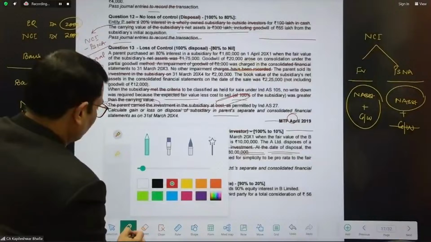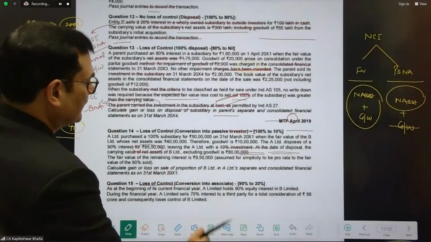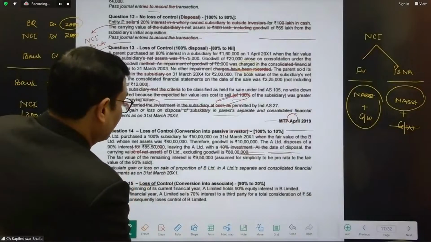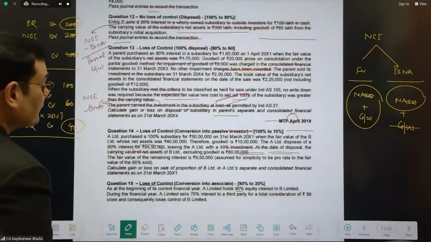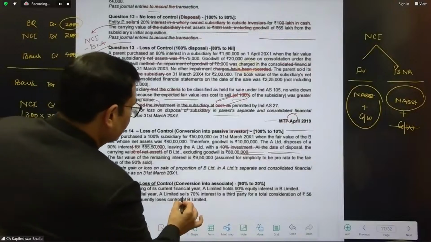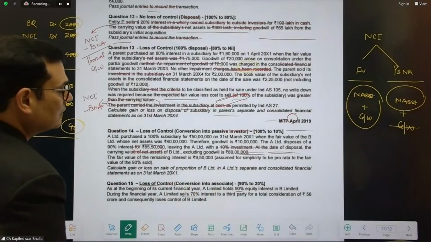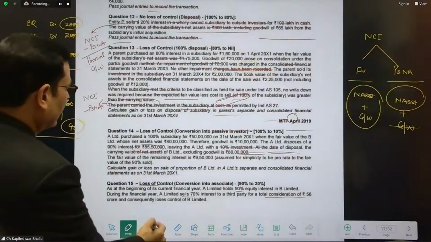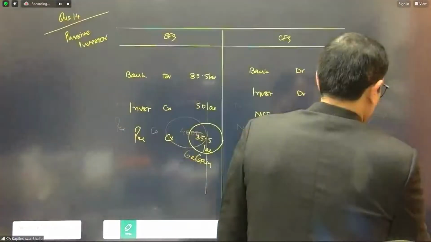In terms of question number 15, I am given a loss of control and it's a conversion into associate, 90% to 20%. Let's read. At the beginning of the current financial year, A has got a 90% equity interest in B, and during the financial year, A sells 70%. So from 90, it comes to 20, which is a significant influence. And this is sold at a total consideration of 50 lakhs, and consequently, it loses control over B. So he's given us only the stake which is being sold, and let's have a look further.